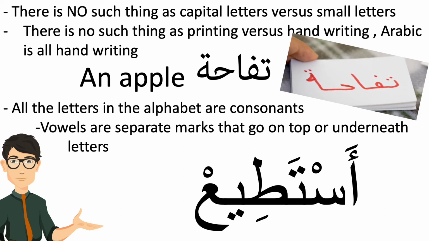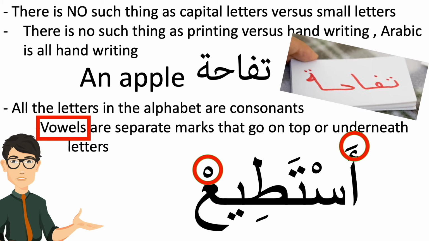Now, all the letters in the alphabet are actually consonants, as we mentioned before. Now, what do we do with vowels? How do vowels look like? Vowels are separate marks that go on top or underneath the letters, like shown in the word أستطيع. أستطيع in English means I can.